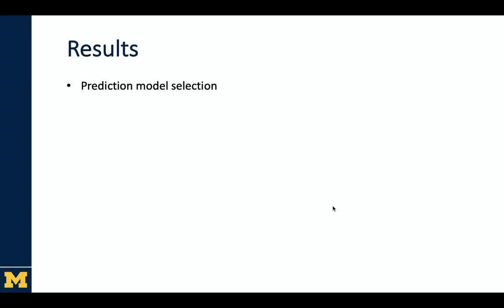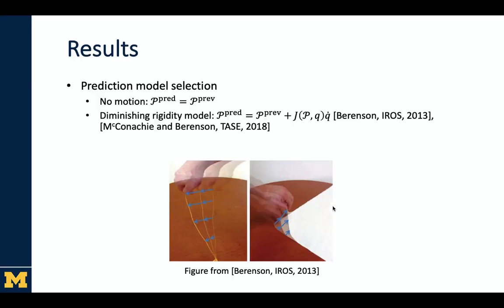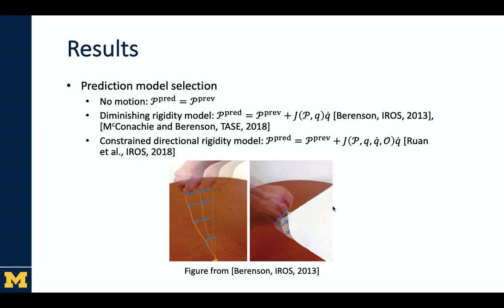For the prediction model selection, we tested each of the following three models. The first one is the no motion model, which basically predicts there is no movement. The second one is the diminishing rigidity model, which maps the motion of grippers to the motion of deformable objects using an approximated Jacobian. Our demonstration of this idea is shown in the image below. If the gripper moves towards one direction, the deformable object will move accordingly with different displacements. The third one is the constrained directional diminishing rigidity model, which takes the obstacle and gripper motion direction into consideration.